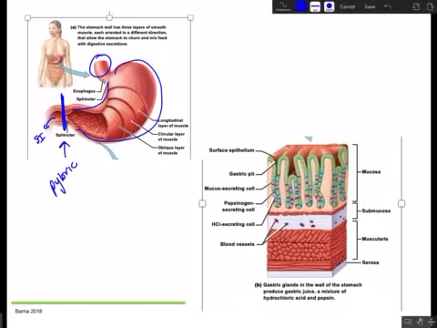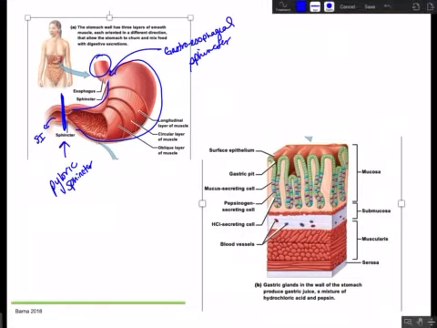And it's got bands of muscles at each end. So we have the pyloric sphincter up here. And right here between the stomach and the esophagus, we had the, I'm going to write it out, esophageal sphincter.